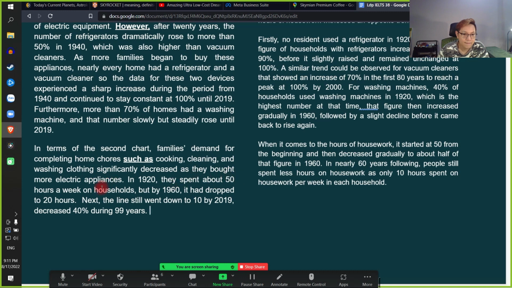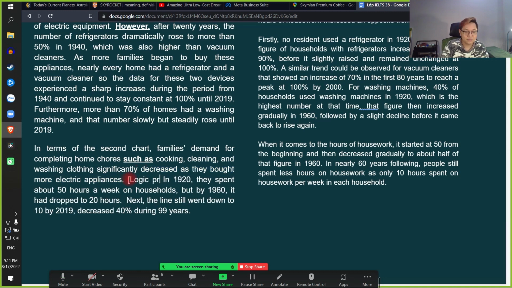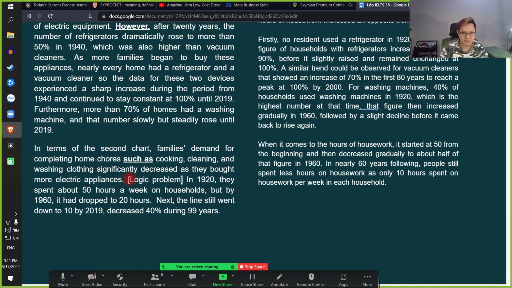significantly decreases the... Nè, lại một vấn đề về giả định như hồi nãy nè. This is not a safe assumption again. Like I said. But it's the same logic problem though. Nó là cùng một cái vấn đề logic. In 1920, they spent about 50 hours a week on household. Okay, so they here stands for families. Cái chữ they here nó refer cho cái chữ family bên trên này. Nó nhắc lại chữ family trên này. On household, but by 1960, it had dropped to 20 hours.